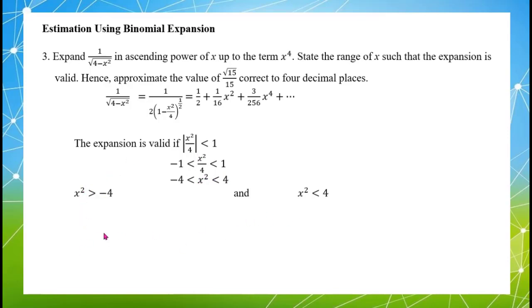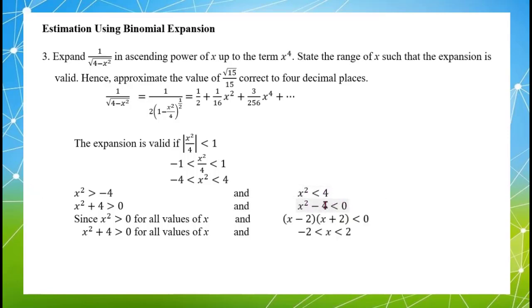Then we need to solve each of the inequalities separately. For x^2 greater than negative 4, when we shift to the left, we get x^2 + 4. Since we are not able to solve this algebraically, we analyze it. We know that for all values of x, x^2 must be greater than 0. Then x^2 plus a positive value is also greater than 0 for all values of x. As for x^2 less than 4, we shift 4 to the left, then we factorize. Then from here we get the range of values of x. When we combine these two inequalities, we find that the expansion is valid for x greater than negative 2 and less than positive 2.